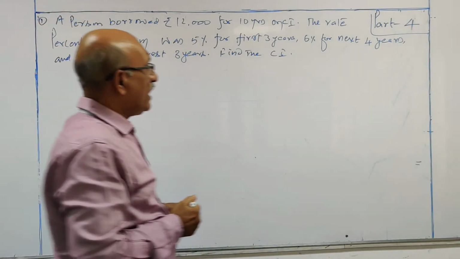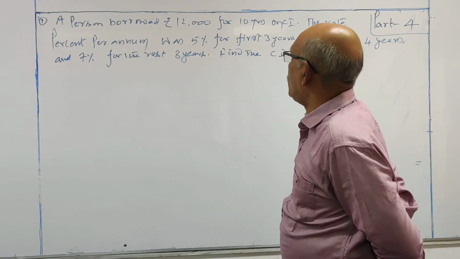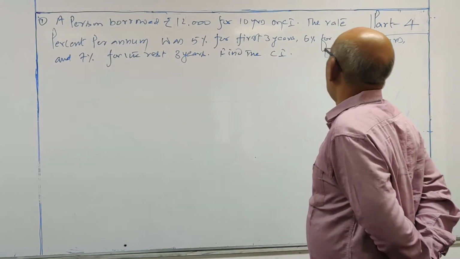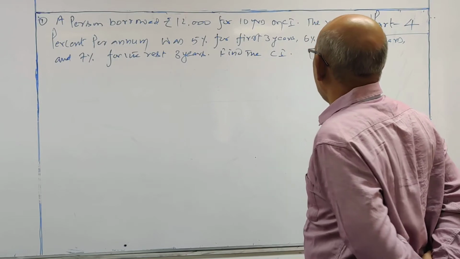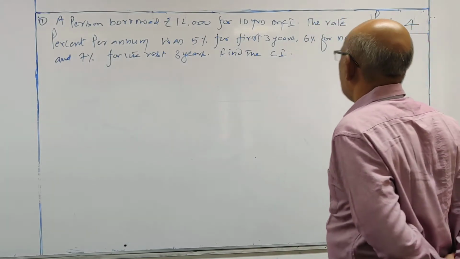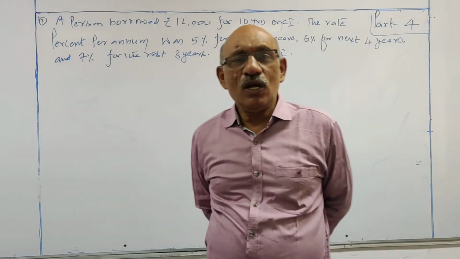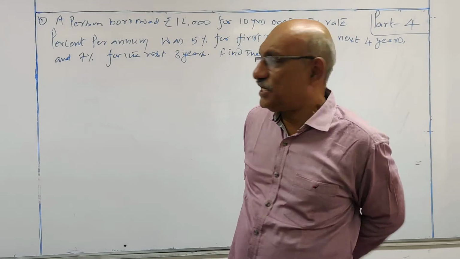This is the question we have. A person borrowed rupees 12,000 for 10 years. 12,000 is the loan. The rate of interest per annum was 5% for the first 3 years, 6% for the next 4 years, and 7% for the next 3 years. So this concept is related to compound interest at changing rates.